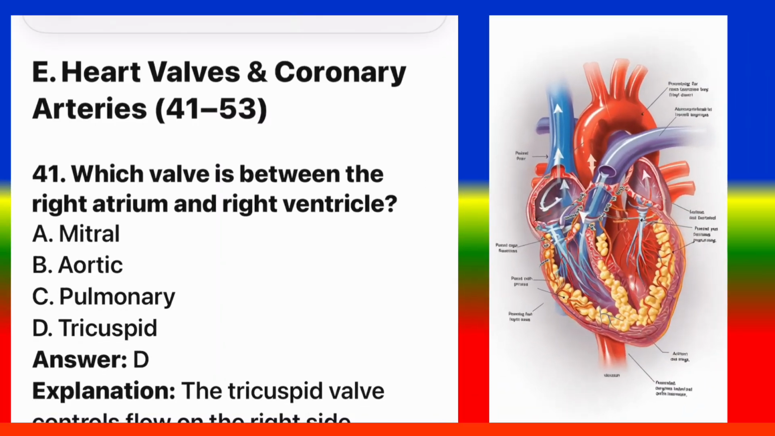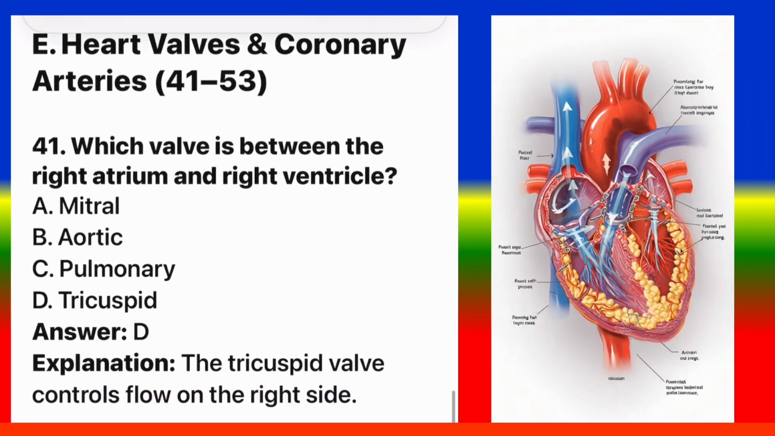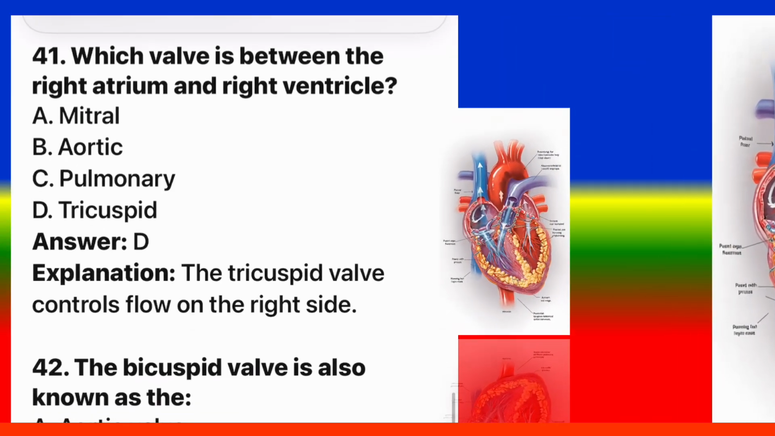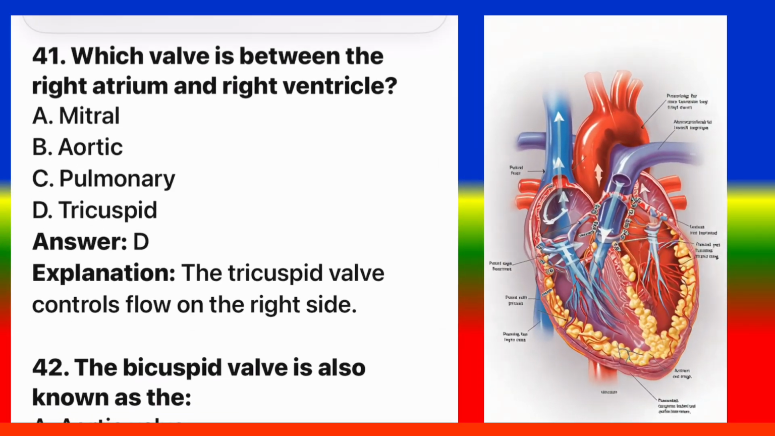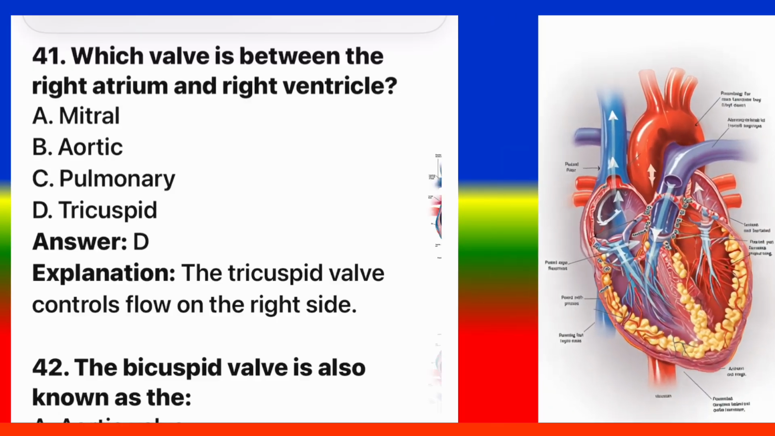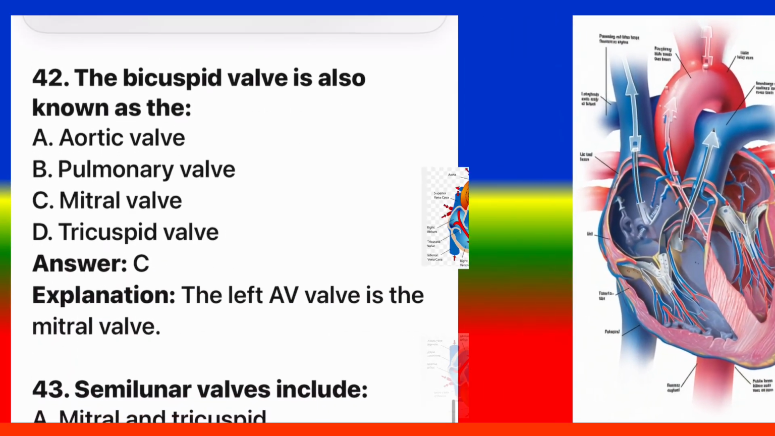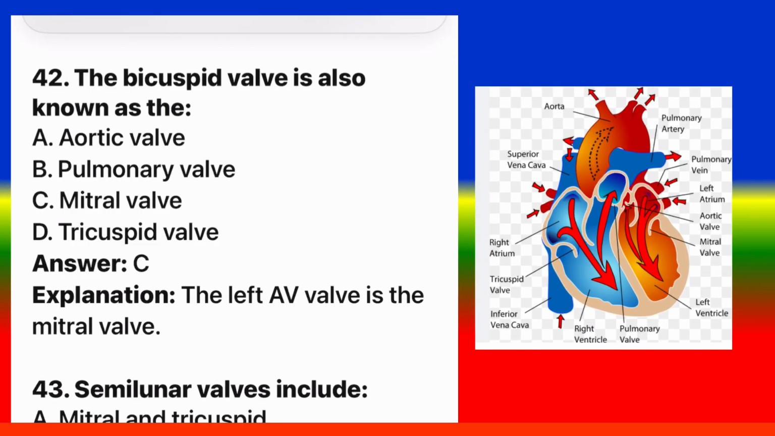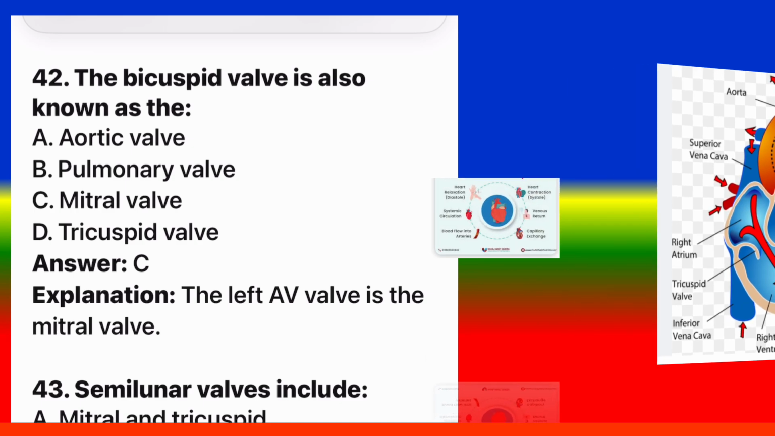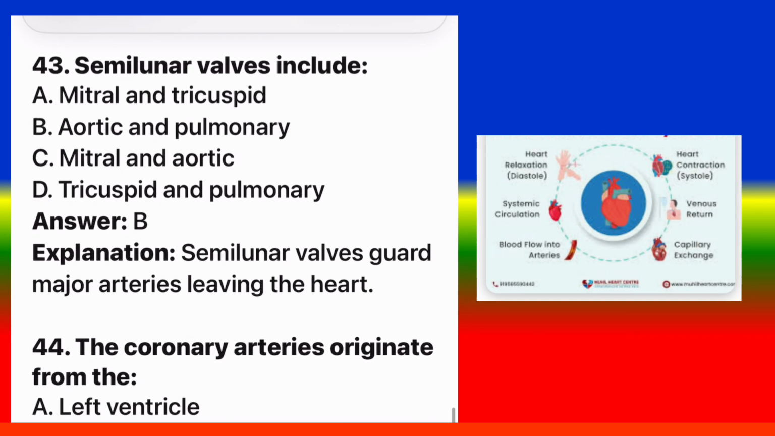41 to 53. 41. Which valve is between the right atrium and right ventricle? A. mitral, B. aortic, C. pulmonary, D. tricuspid. Answer D. Explanation: the tricuspid valve controls flow on the right side. 42. The bicuspid valve is also known as the A. aortic valve, B. pulmonary valve, C. mitral valve, D. tricuspid valve. Answer C. Explanation: the left AV valve is the mitral valve.